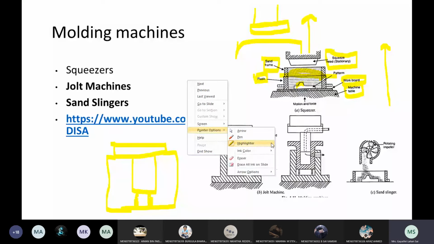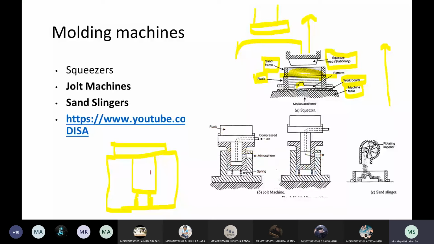Please don't mind, I cannot draw it perfectly, but I wanted to explain it. So this is the plunger, okay? P stands for plunger. And this is a machine table, or table. Here I will be putting the drag flask, and these are the springs. Here there will be a provision, okay?